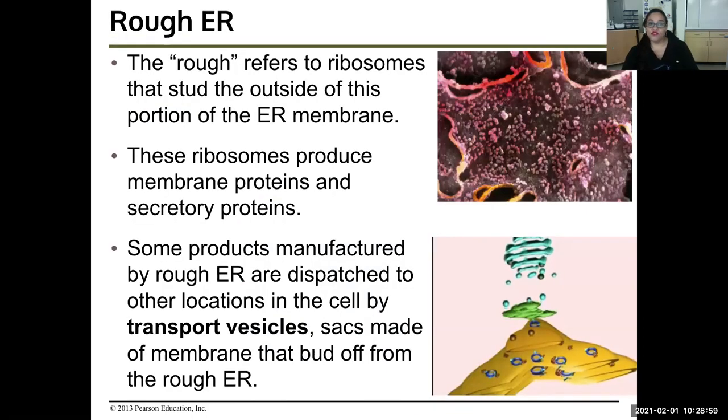The rough ER refers to the ribosomes that stud the outside of the portion of the ER membrane. These ribosomes produce membrane proteins and secretory proteins. Secretory means they secrete something.